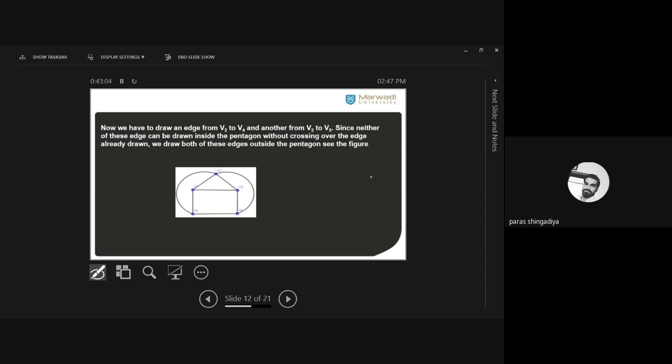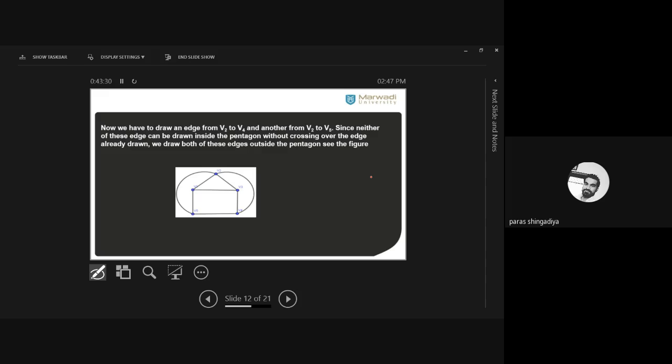So we use the previous graph, in which I considered the inside edge between V1 and V3. Now connect V2 and V5 and V2 and V4. V2 to V4 and V2 to V5. Clear? So now we have to draw an edge from V2 to V4 and another from V2 to V5.